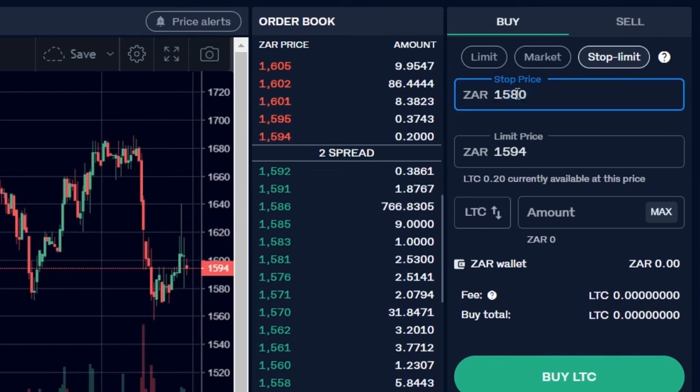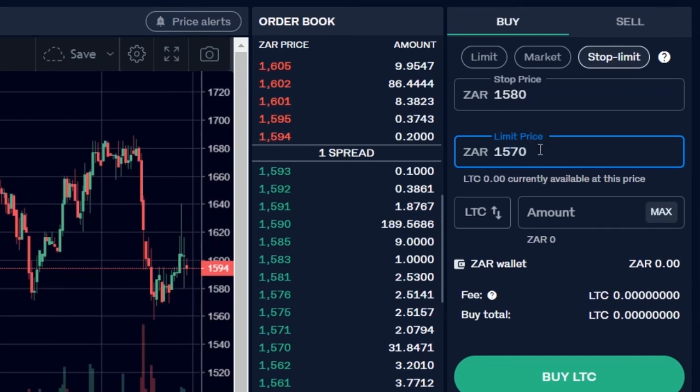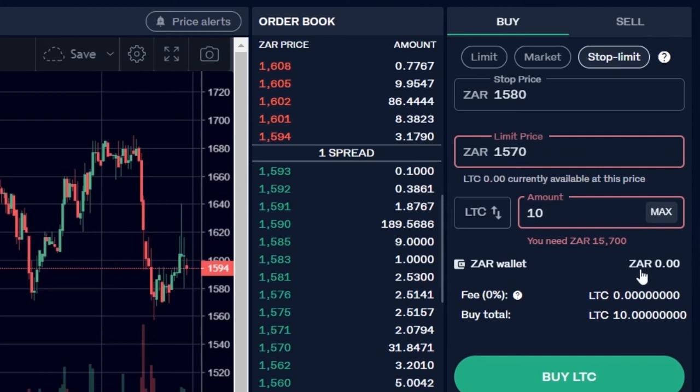1580, for example, is going to be the top price that you will set, and then you're going to sell it and you're going to buy it at 1570. In the case where you want to buy, for example, 10 LTC at the set price above, this is the amount of money that's going to be charged out of your ZAR wallet, which is the total amount of money you have in your Luno platform or in your Luno app. After making all those changes, you press buy for your order to go through.